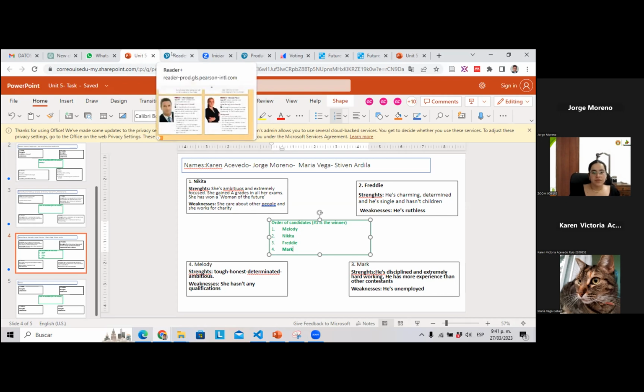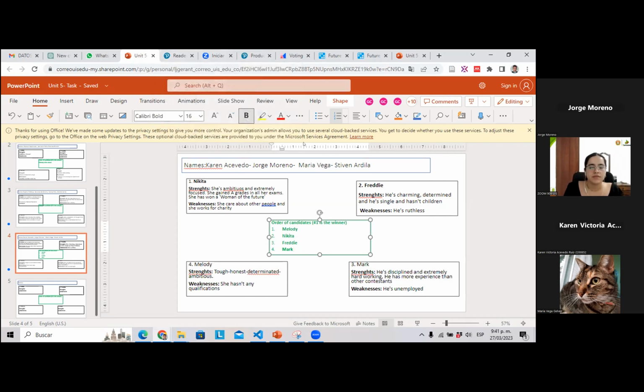Because she hasn't any qualification, and Sir Darwin is looking for a person that, I don't know how to say this word. Someone that made herself. All right, someone that is self-made. So Melody is the most adequate for this job, for this price? Yes. All right, good. Excellent, guys.